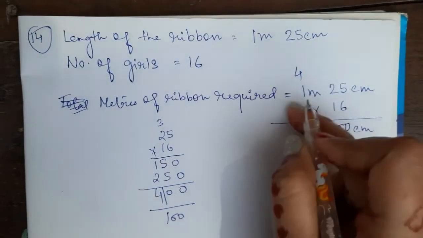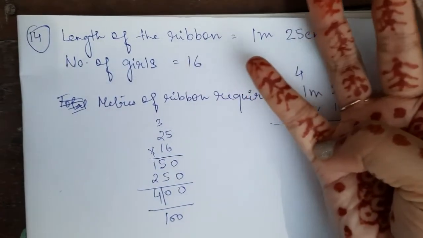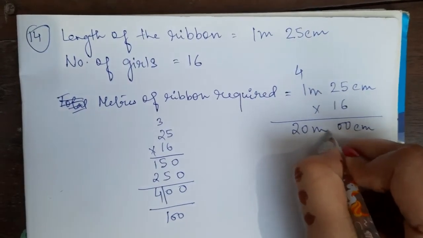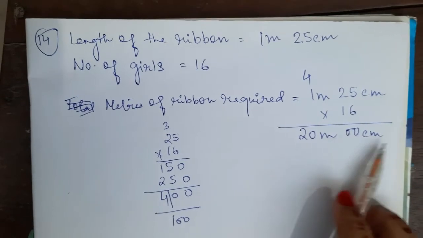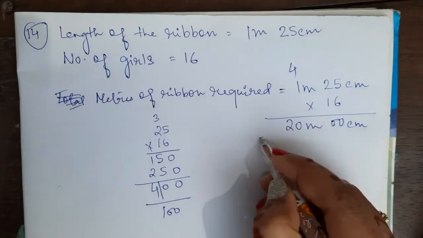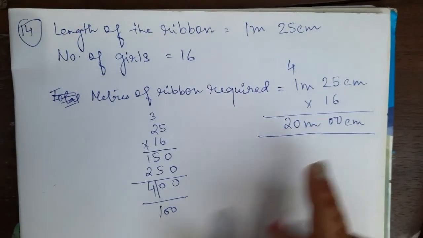Okay. 16 ones are 16. 16, 17, 18, 19, 20. 20 meter, 0 0 centimeter. 0 0 means 0 value. So what is the answer? 20 meter. Clear? Only 20 meter.